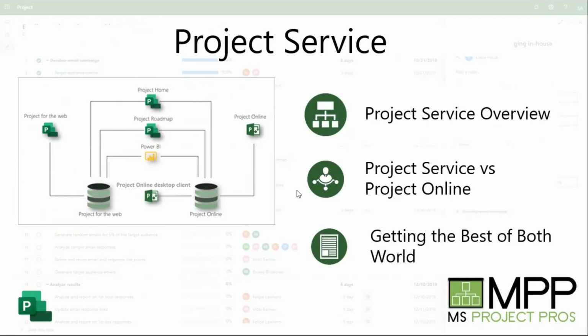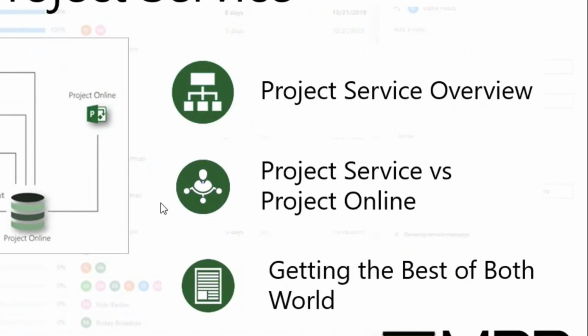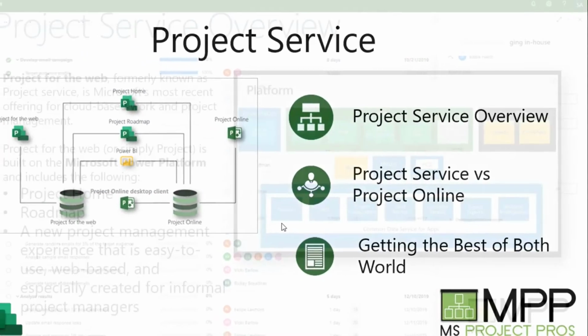So we want to look at the project service, but also get a high-level overview of what it is. We also want to make a comparison between what's known as the project service and Project Online. So where's the distinction between those two, and what are you getting? And then we'll look finally at using them both and how you can leverage both of the environments as you get things set up from a reporting perspective, from the aggregation part of it, where you're able to get this high-level view of all the projects that are currently going on.